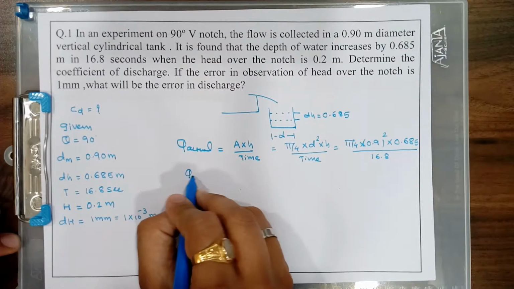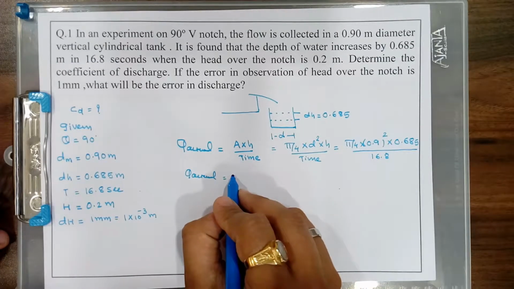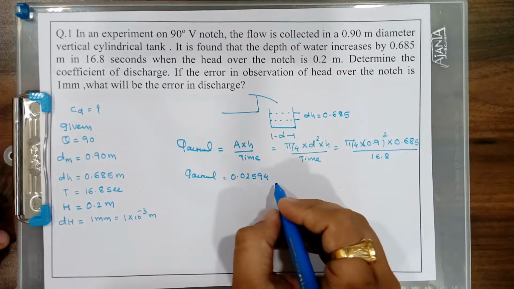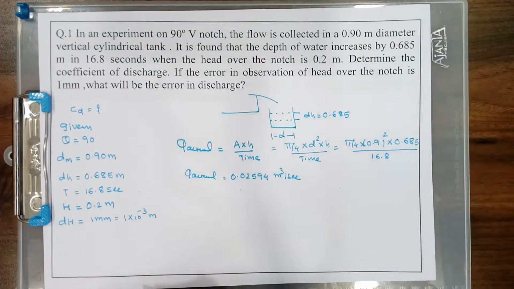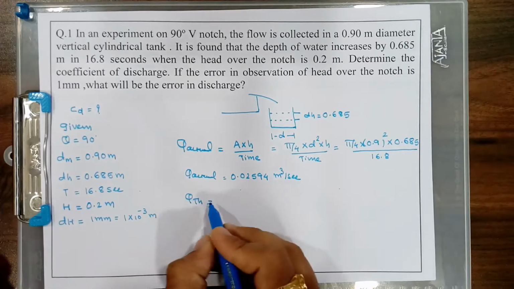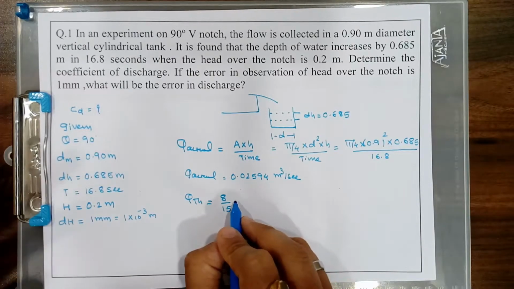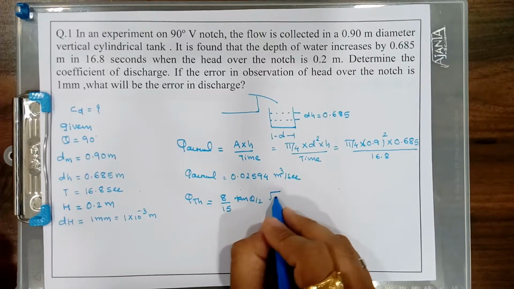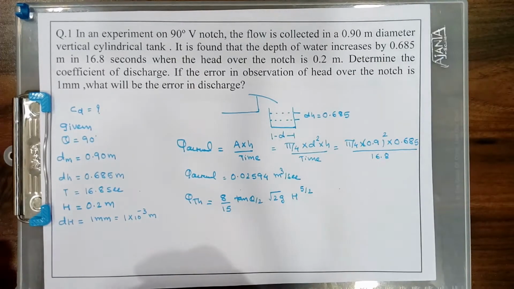So we get the value of Q actual by calculating this quantity, that is 0.02594 meter cube per second. Now we know the formula for the theoretical discharge through this V notch, which is equal to 8 by 15 into tan theta by 2 into under root of 2g into capital H to the power 5 by 2.